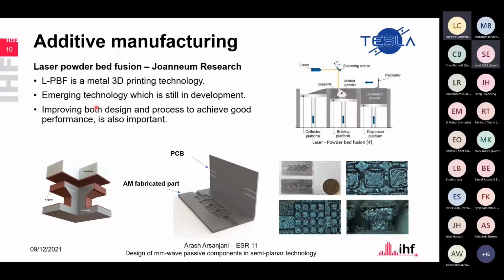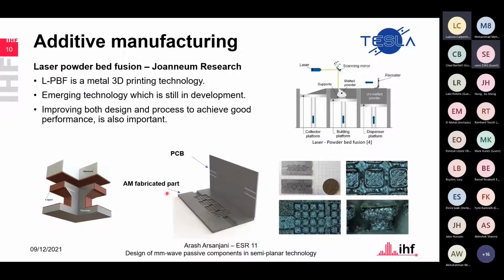However, I should say that this is an emerging technology which is still in development, and it still needs some time to reach the point that we can use its full potential. So one part of my study was to study on improving both the design of my structure and the process to achieve good performance, which is kind of important for me. And as you can see on the bottom left, that was the first concept of the unicells that I wanted to use, which was a mushroom unicell.